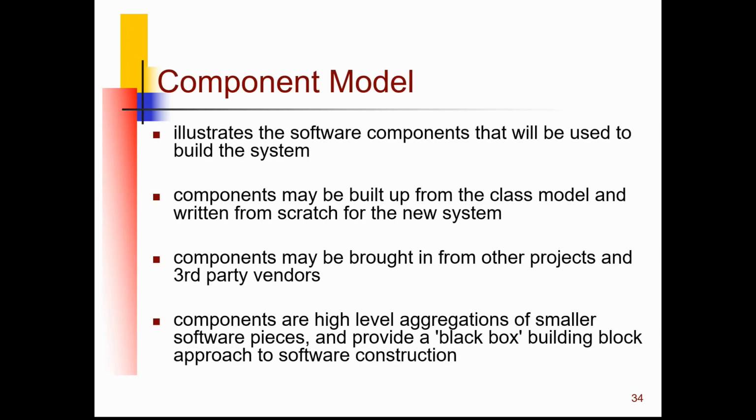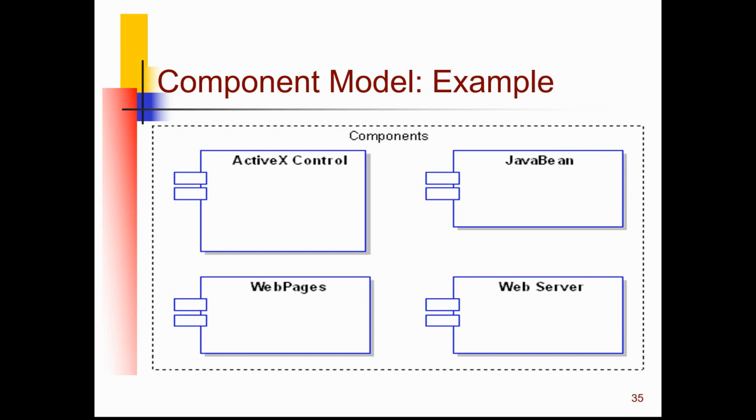The next is component model. This one illustrates the software components that we use to build a system. Usually the component model is at a higher level than class. So a component can be one class, or may contain multiple classes. So usually the component model is at a higher level than the class diagram.